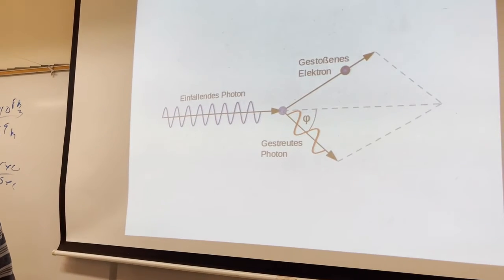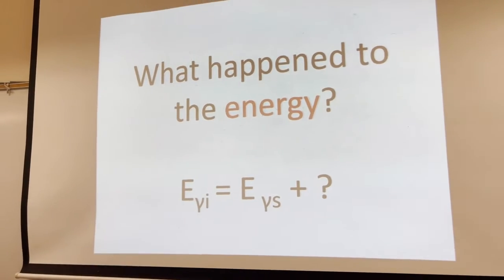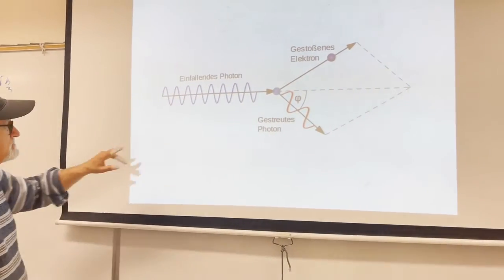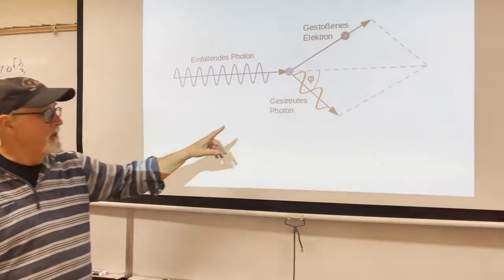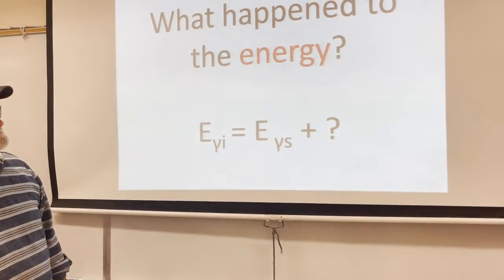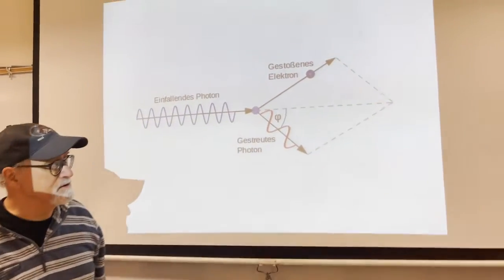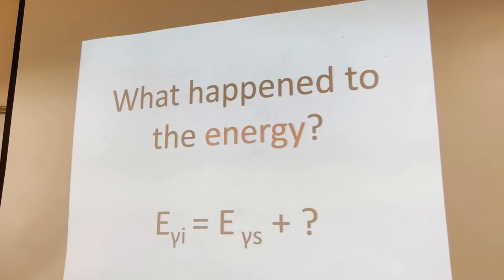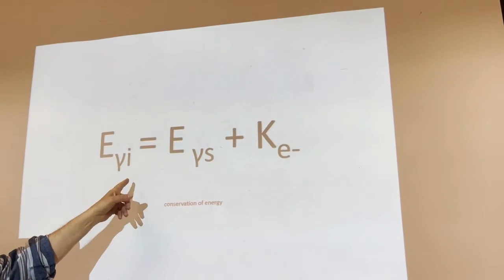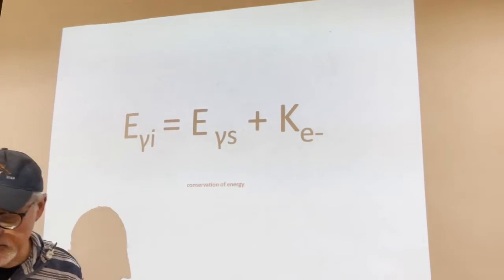Now an interesting thing comes out of this. What happened to the energy? The incident photon has some energy according to its frequency, and the scattered photon has some frequency. What's missing? The energy of the electron. You have to put that in, conservation of energy. So the incident photon energy is equal to the scattered photon energy plus the kinetic energy of the electron. See how simple this is?